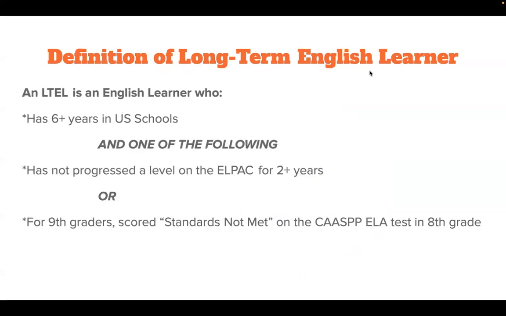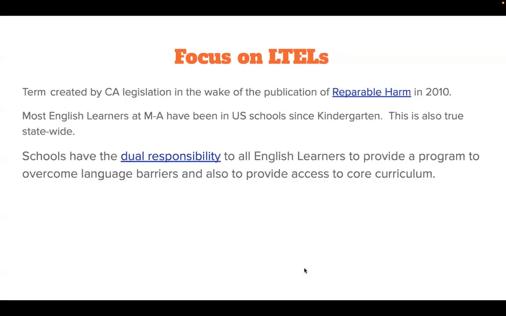Here's the legal definition of long-term English learners. It is created by California legislation. It's 6 years in the United States or more if you're an English learner, and also one of these two things: that you have not progressed a level on the LPAC for 2 or more years, and for 9th graders, if you have scored standards not met on the CAASPP ELA in 8th grade. So legally, it's these two things. In Sequoia Union, we mostly just talk about this one. The rest of it's hard to track. We don't have a good data system for that. So we may get there soon. We probably have to get there soon. But right now, we really just talk about the timeline, 6 or more years in the US.